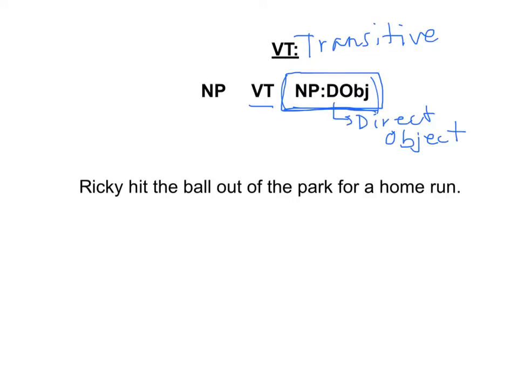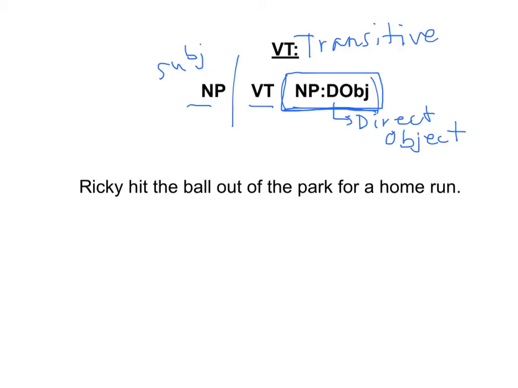So for every transitive verb, we're going to have a noun phrase, which is our subject. We're going to have our VT, or transitive verb, and we're going to have a direct object. So this is a very long sentence, but it still follows this format. Let's see how. Ricky hit the ball out of the park for a home run.